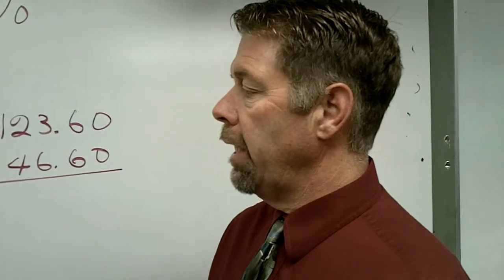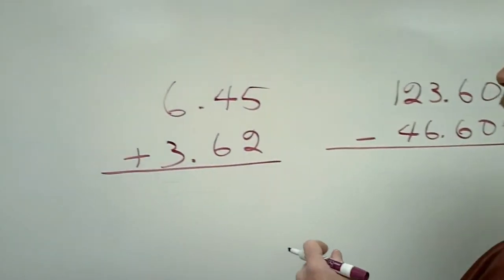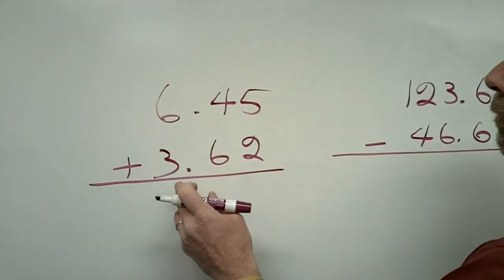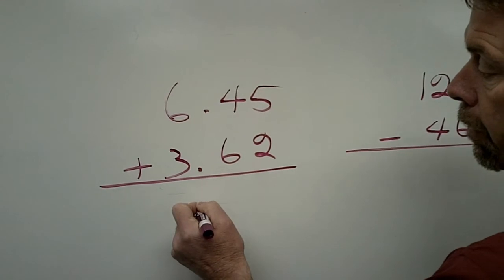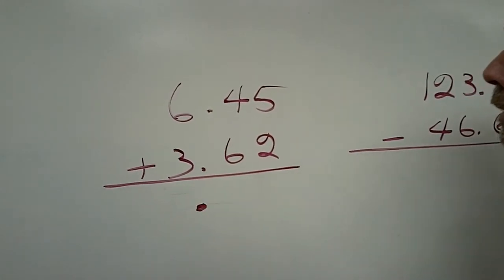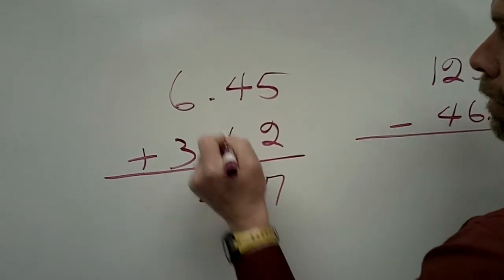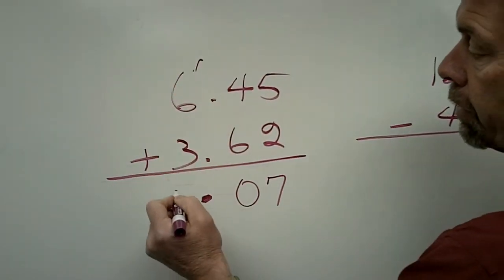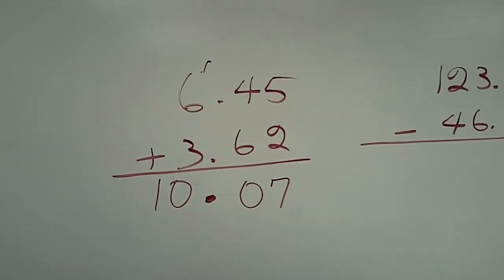Okay, so let's look at the answers and make sure. And again, for most of you, this is going to be pretty easy. We have 6.45 plus 3.62, and the first thing we do is draw the decimal. 5 plus 2 is 7, 4 plus 6 is 10, it goes up here, 7 plus 3 is 10. So 10.07 should be your first answer.